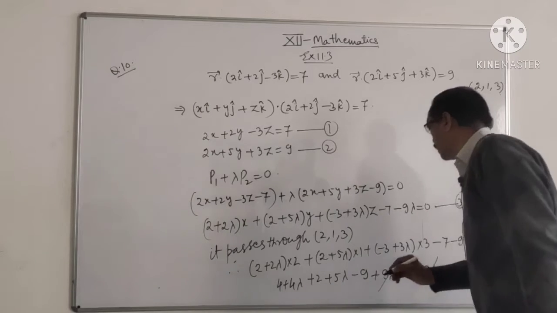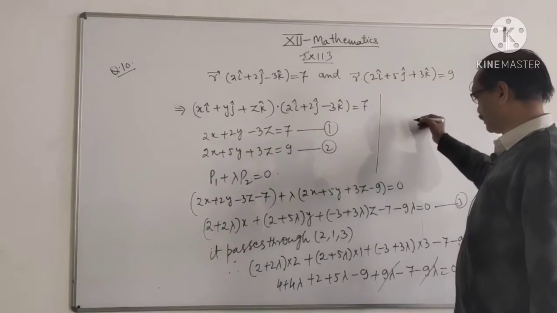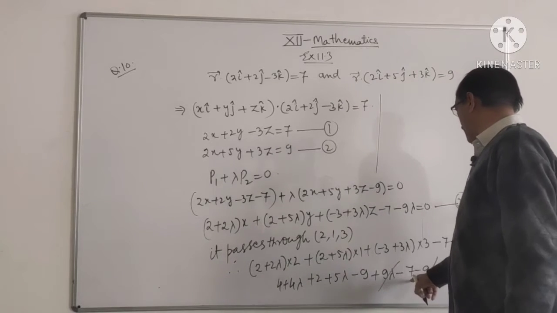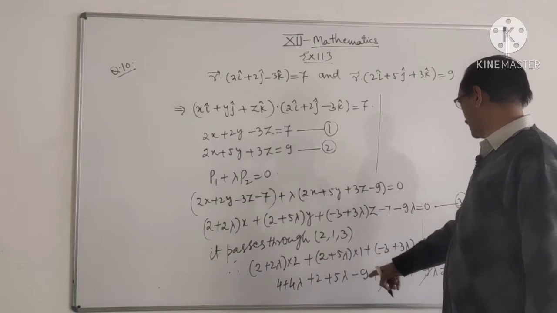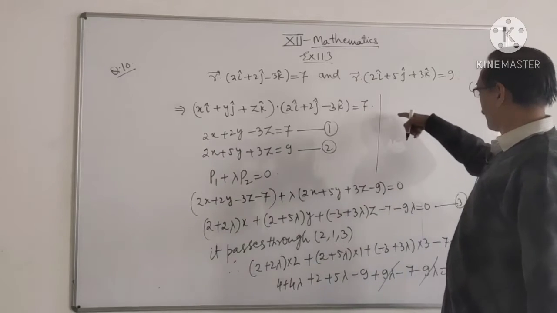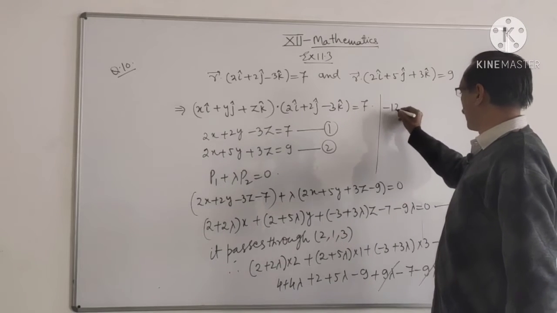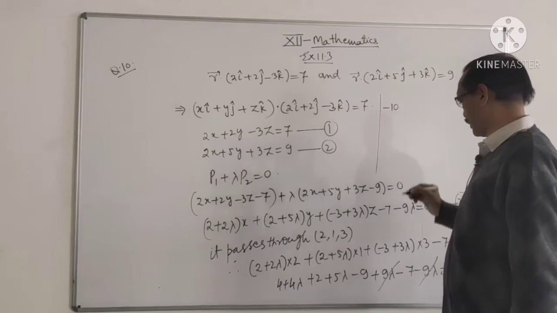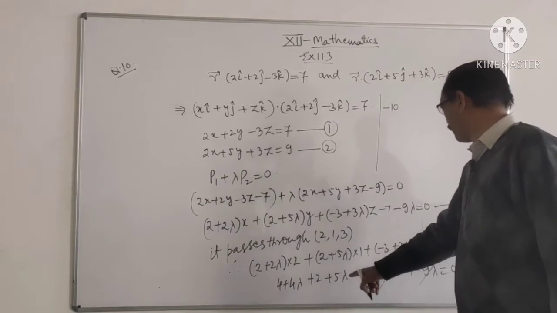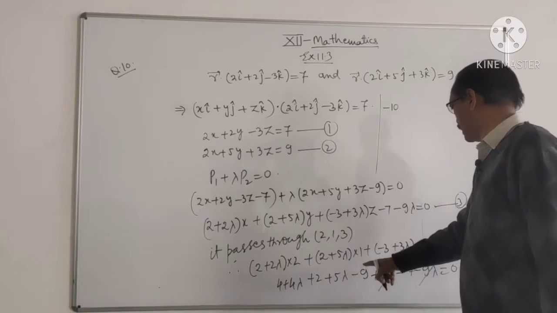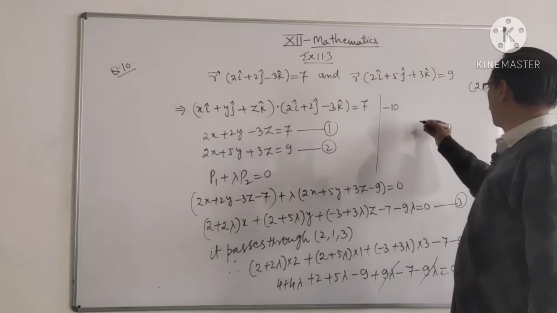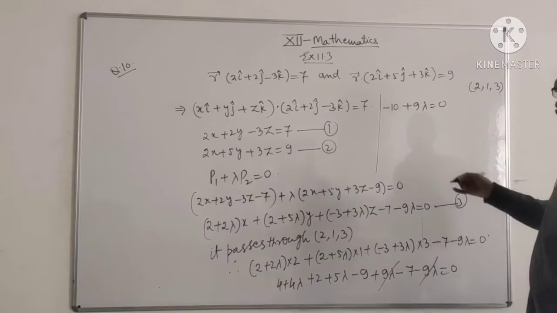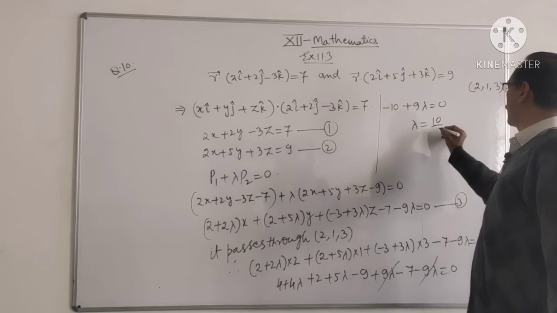Here this is cancelled out. So it is plus 4 minus 9 minus 7. It is 16 is minus 4 is minus 12. Minus 12 plus 2 is 10. 4 lambda plus 5 lambda is 9 lambda equal to 0. Then lambda equal to 10 by 9.